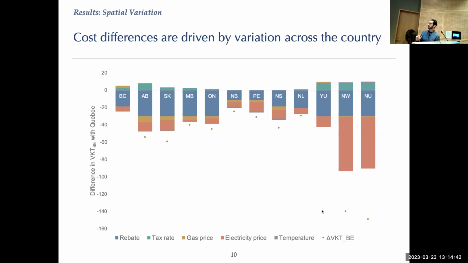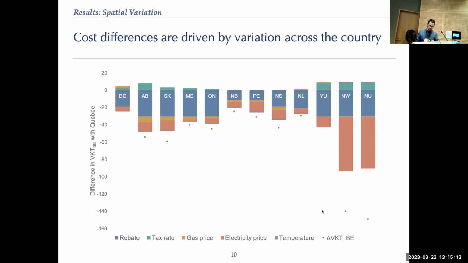So there's a couple of notes that I wanted to make here. One is that aside from the Northwest Territories and Nunavut, where the very high electricity price in these two territories contributes to the difference that's seen there, the difference is largely driven by the value of the rebates. So Quebec has the highest rebate amount and the rest of the provinces have varying levels from that. As well, secondarily, is the electricity costs. So these are the two parameters that make up the biggest amount of variation.